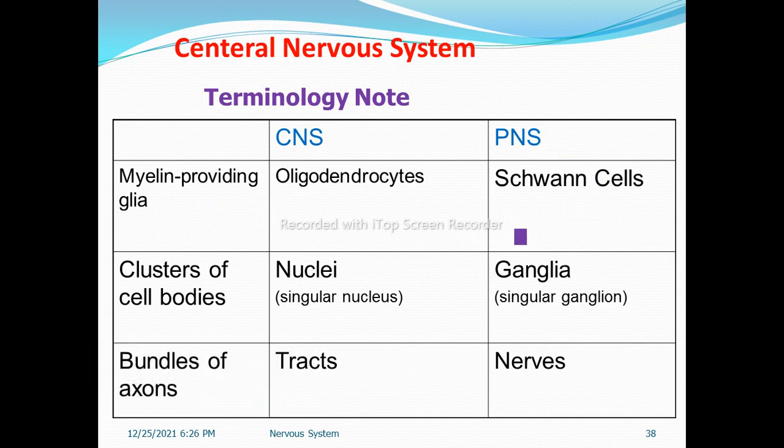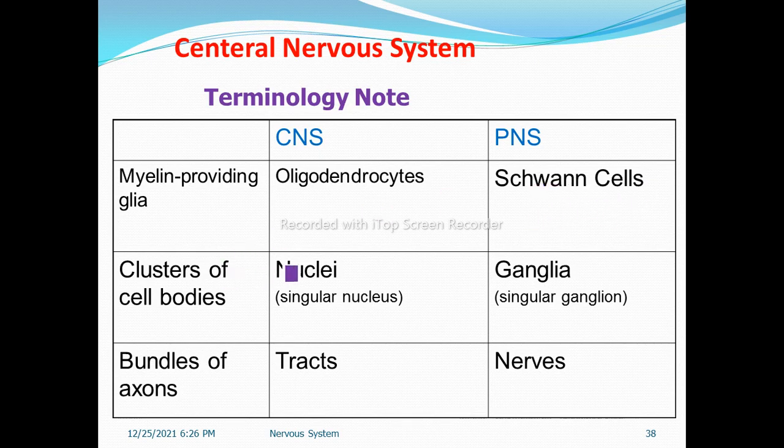As we saw last time, oligodendrocytes are found in the central nervous system, and one oligodendrocyte gives myelin for many axons at the same time. But Schwann cells are found in the peripheral nervous system, and one Schwann cell is responsible for one axon. So another name for Schwann cell is neurolemmocyte.